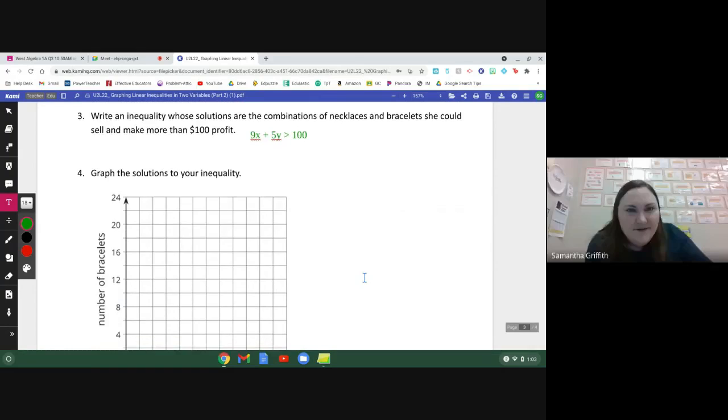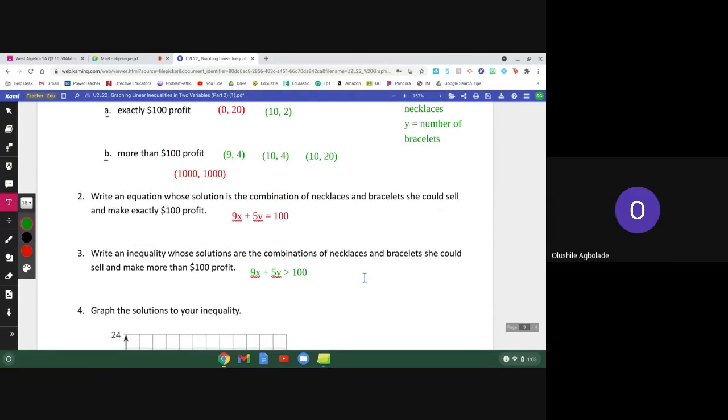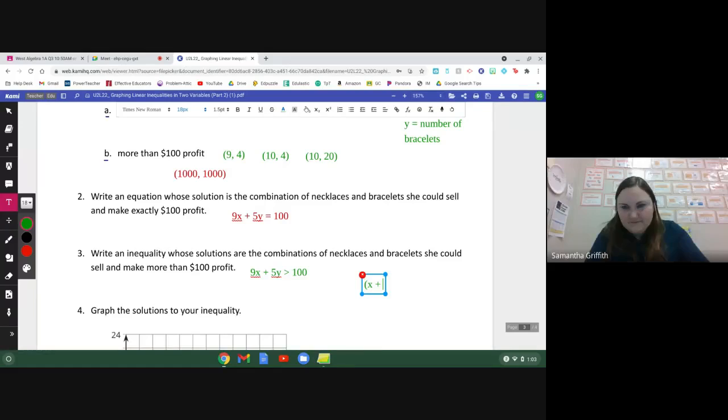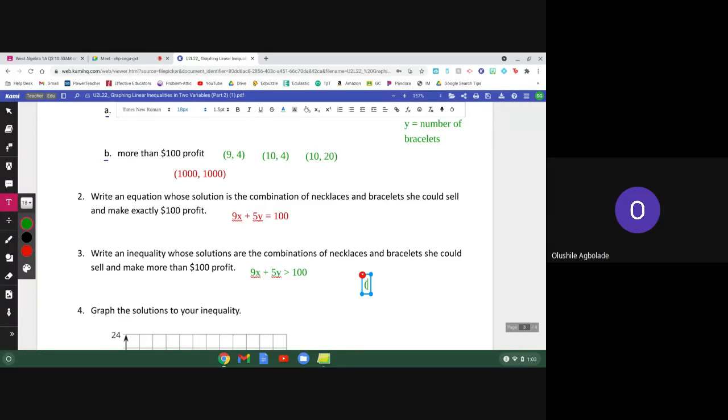Sorry, Samantha, go ahead. This inequality, 9x plus 5y greater than 100, is it correct, or is it greater than or equal to 100? Let's talk through the difference between those. This one is just going to be exactly 100. It can be.